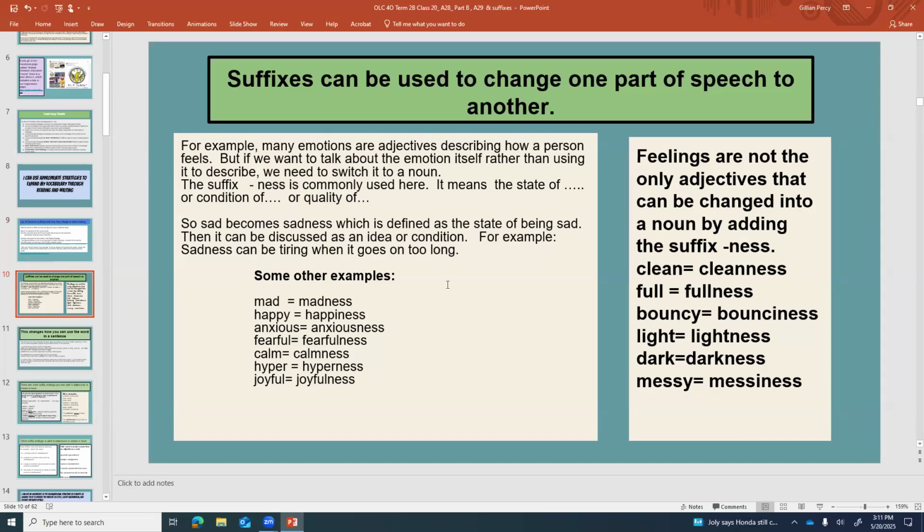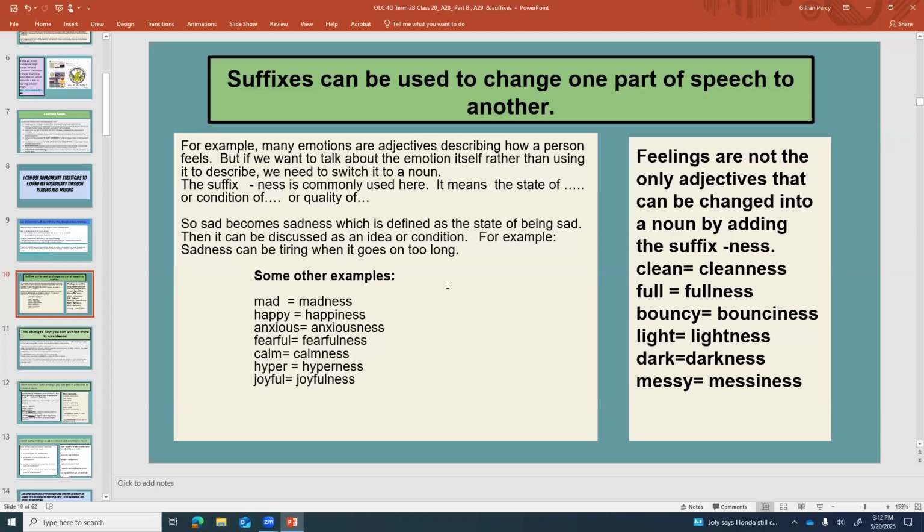So for example, a lot of the words for emotions are adjectives describing how a person feels, like an angry man, a sad boy, a confused puppy, animals as well. But if we want to talk about the emotion itself, rather than using it to describe a person or an animal or something, we need to switch it into a noun. And the way we do that is by adding the suffix -ness at the end. And -ness just kind of means the idea of a state of something, or the condition of, or the quality of. So sad becomes sadness, which is just defined as the state of being sad.